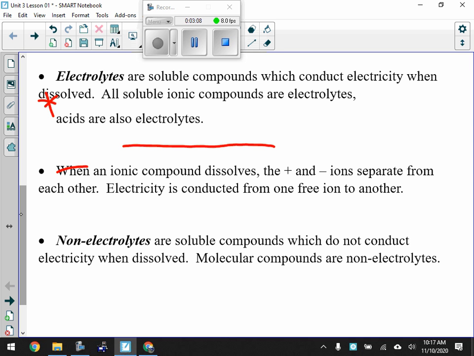Electrolytes are soluble compounds which conduct electricity when dissolved. All soluble ionic compounds are electrolytes. Acids are also electrolytes. When an ionic compound dissolves, the plus and minus ions separate from each other. Electricity is conducted from one free ion to another. Non-electrolytes are soluble compounds which do not conduct electricity when dissolved. Molecular compounds are examples of this. Molecular compounds are the only non-electrolytes. Even if they're polar, they still do not conduct electricity.